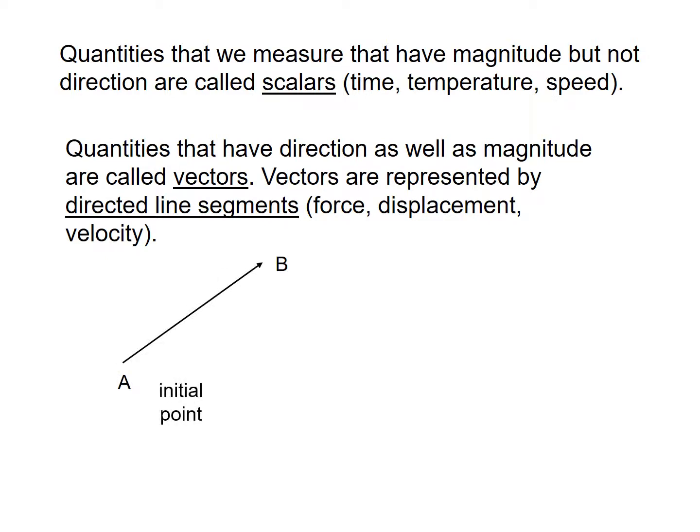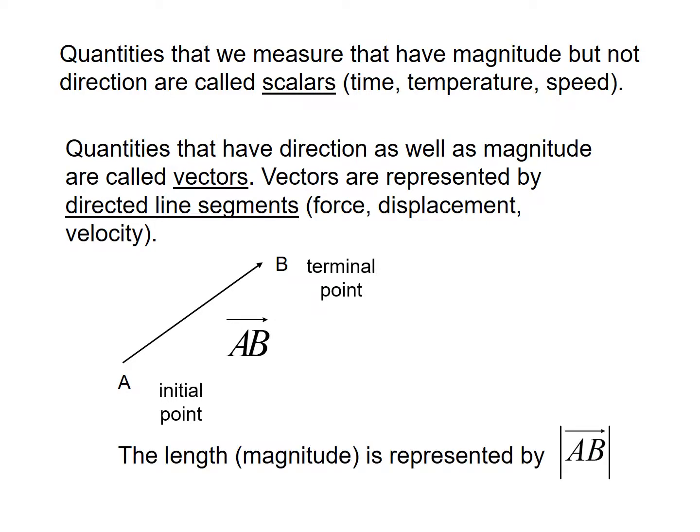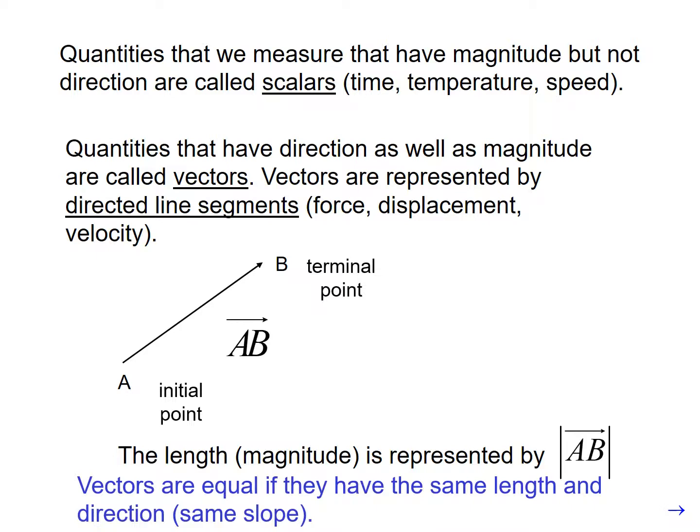Here we have a vector from A to B. So we call A the initial point, B is the terminal point. And the notation we can use is AB with this little arrow over the top to indicate that it's a vector. We can show the magnitude or the length of the vector by putting absolute value bars around it. Keep in mind that absolute value means the distance from 0 or the length. So when we use these absolute value bars for magnitude, that's exactly what we're saying, the length of the vector AB.